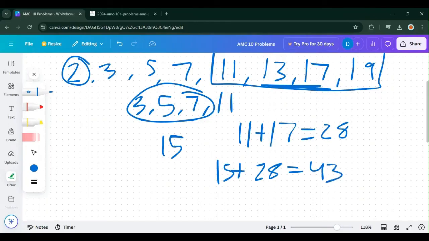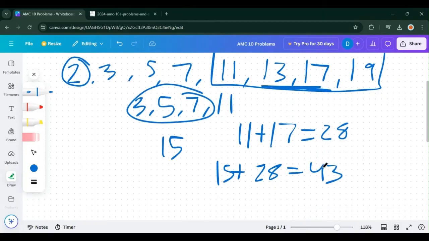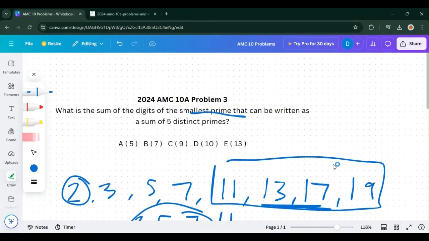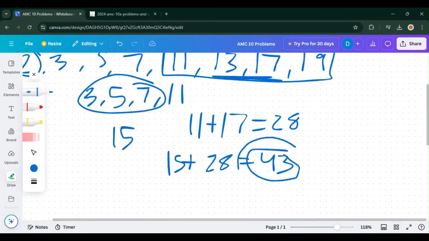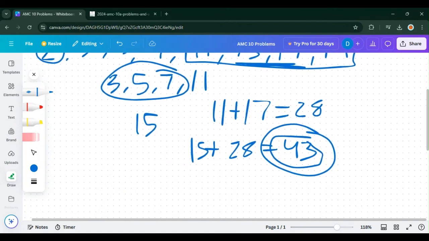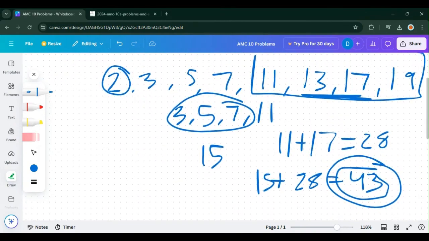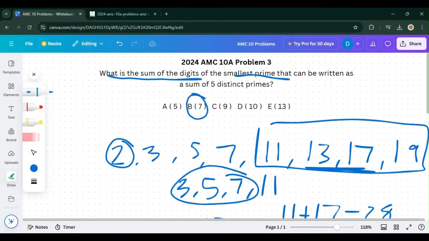And 43 is a prime number, so we can automatically know that that is the smallest case. We can obviously have different scenarios, but they're not as small. So this is the smallest, 43. But be aware, what is it asking for? What is the sum of the digits of that number? So the smallest prime number that is the sum of 5 distinct primes is 43, and the sum of the digits of that prime, 43, is 7. So the answer is B.